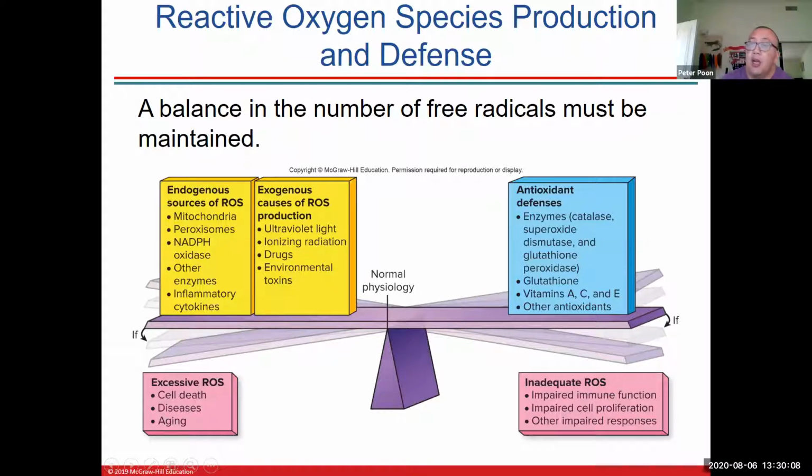In fact, if you think back to microbiology, there are anaerobic bacteria that can't deal with oxygen. They can't deal with oxygen simply because they don't have any antioxidant defenses, and therefore oxygen is toxic to them and kills them.